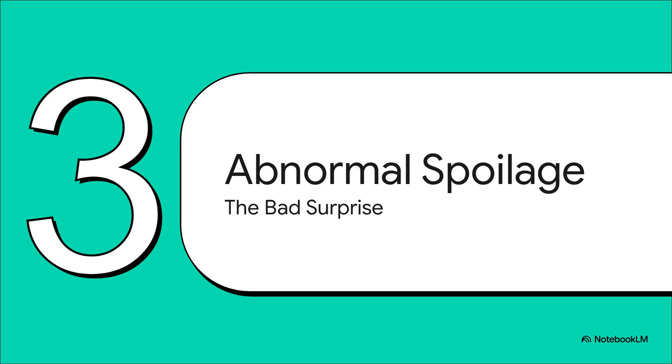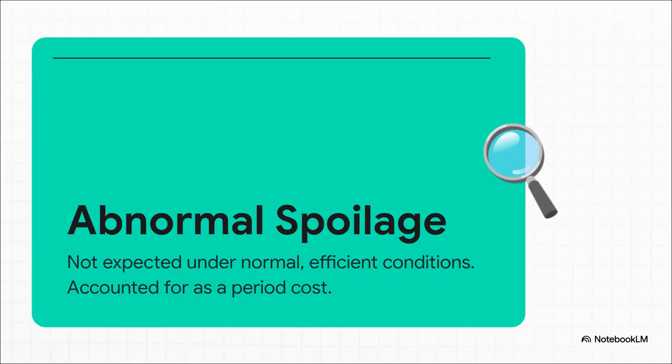Okay, moving on to Section 3. Abnormal spoilage. The bad surprise. Now this is the bad surprise of our factory floor. Abnormal spoilage is exactly what it sounds like, honestly. It's spoilage over and above the amount expected in the ordinary course of production. This represents a breakdown, a complete failure in normal operations.